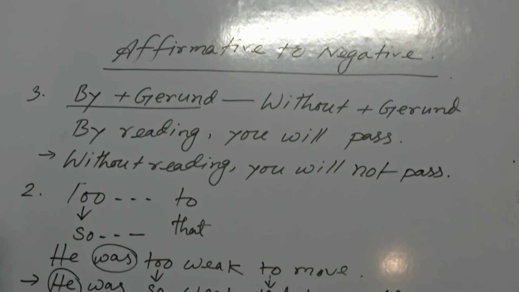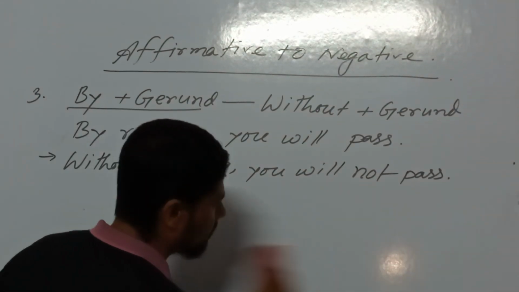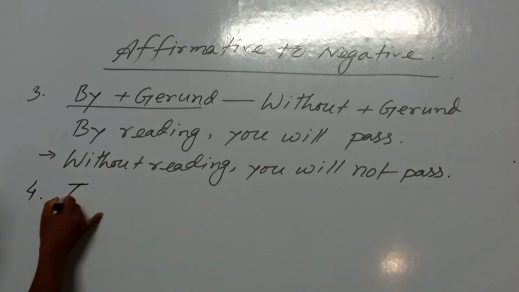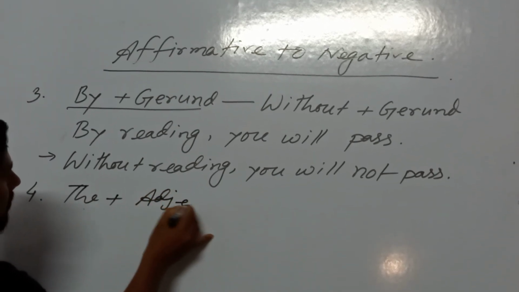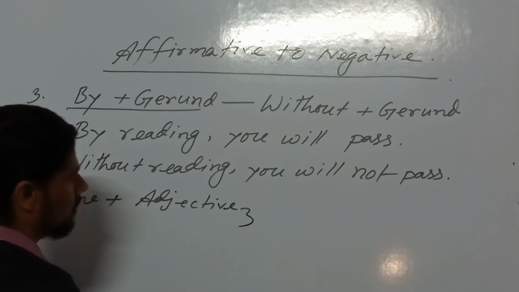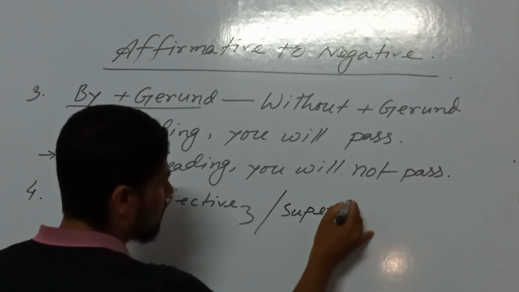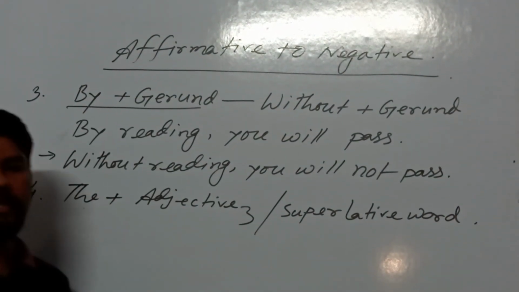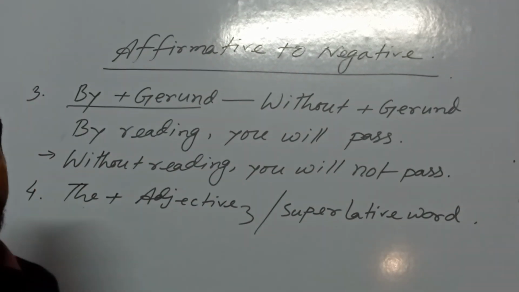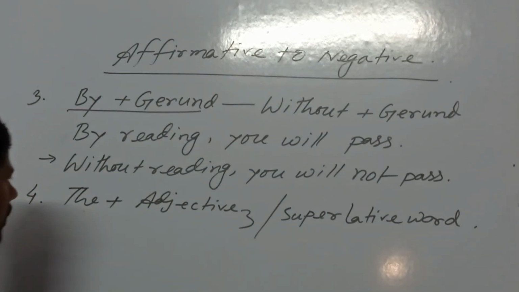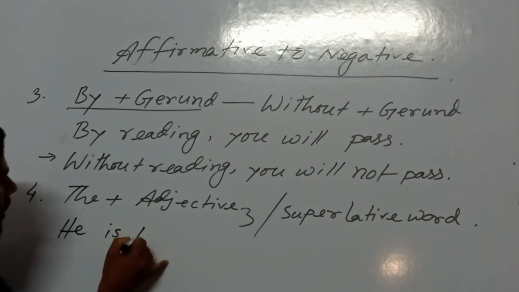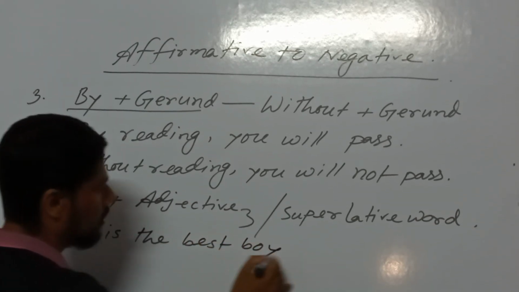So now we will go for rule 4. The plus adjective 3, that is the superlative word. So we know there are 3 forms of adjective: adjective 1, that is positive; adjective 2, that is comparative; and adjective 3, that is superlative. So if you find the plus a superlative word, then how can we make it negative? Let's see. He is the best boy in the class.